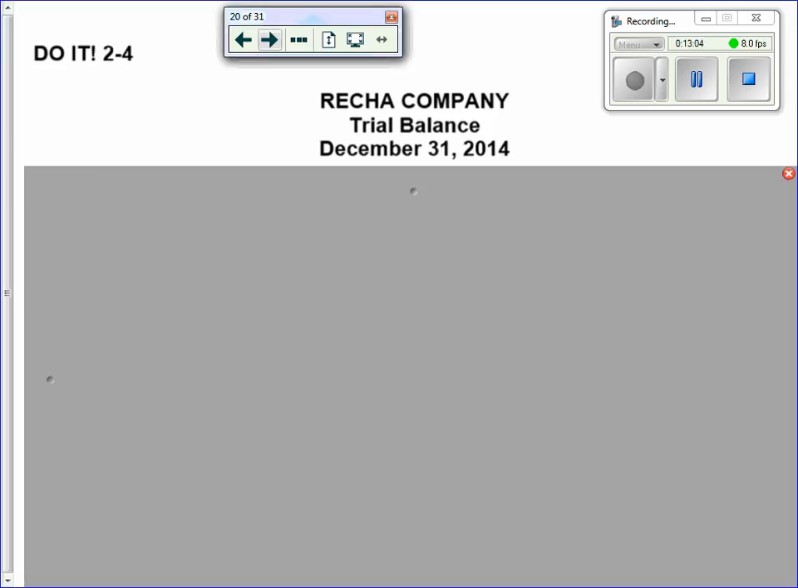So I would like you to try Do It 2-4. It's on page 82 in your textbook, and there is a workbook page for you, I believe. Correct? I'll show you the answers at the end just so you can make sure you did them correctly. This won't take very long.